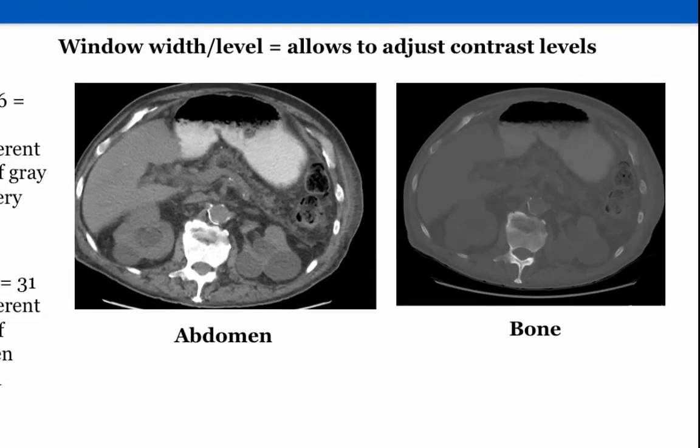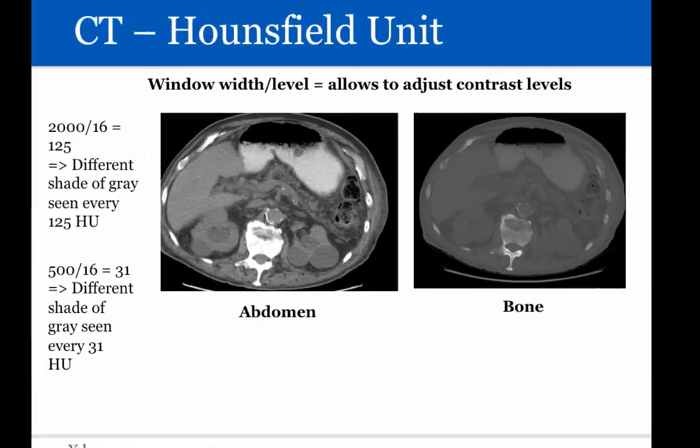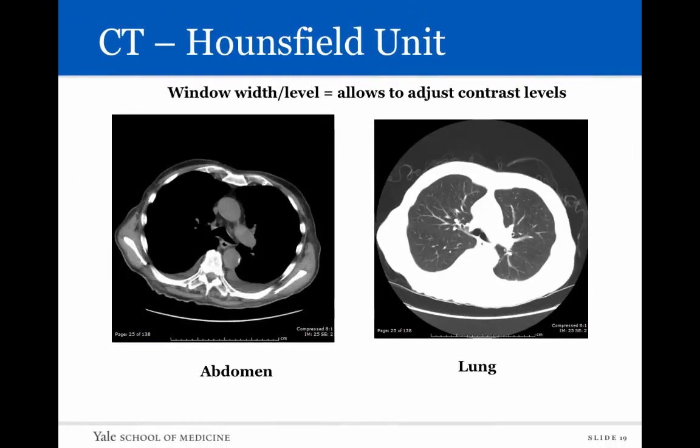If you want to look at the bones, you can set it so you can see the detail of the bones. If you use the same window width and level to look at the lungs, you'll see the lungs appear very black, but if you adjust it to look at the lungs properly, you can see much more detail, and the internal architecture of the lungs is much better seen.